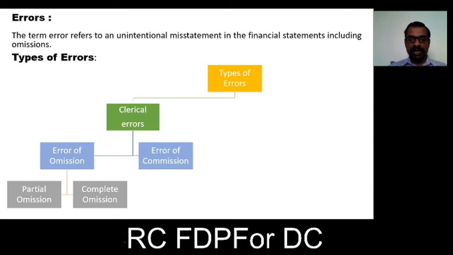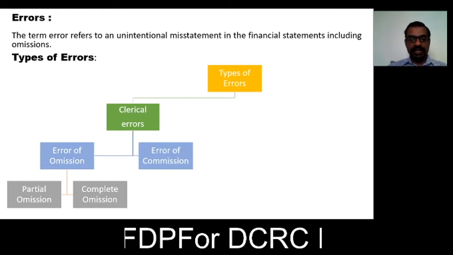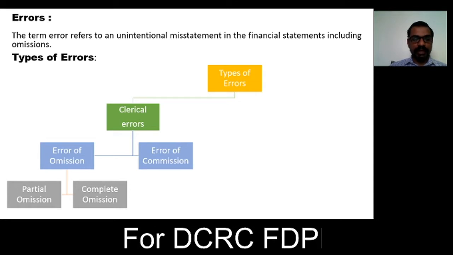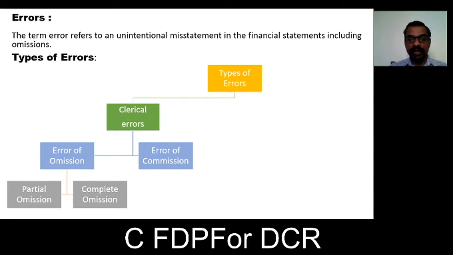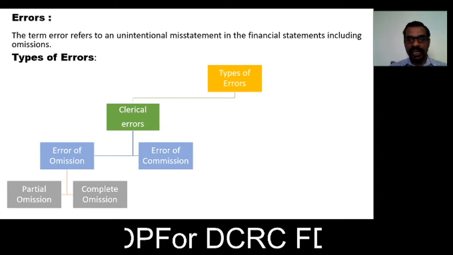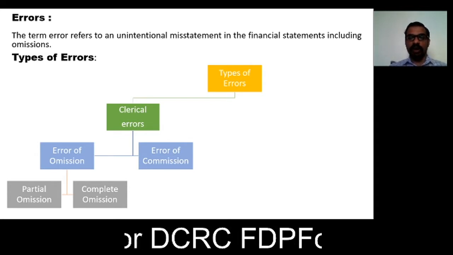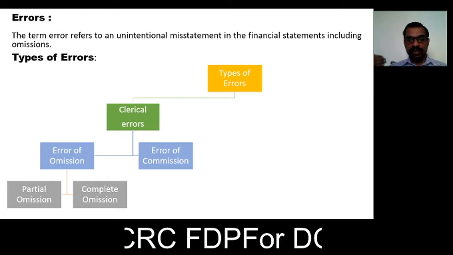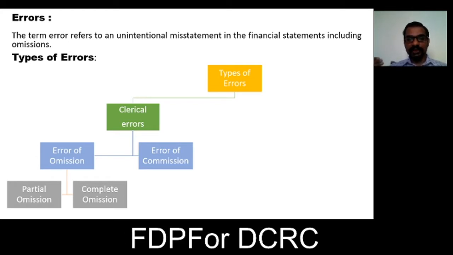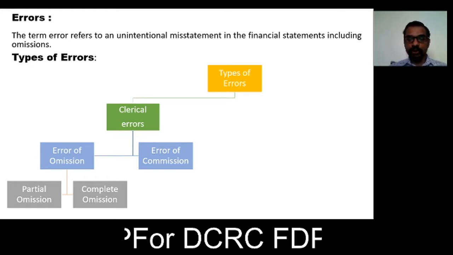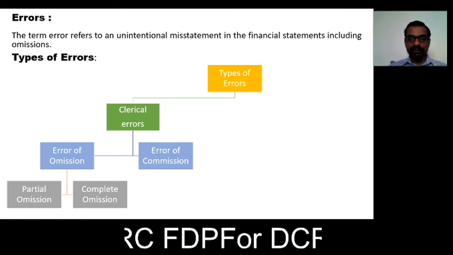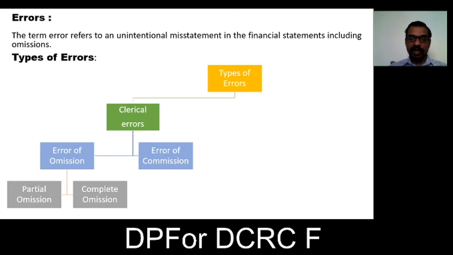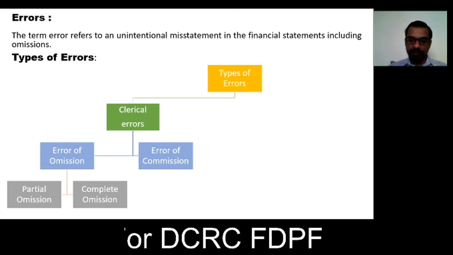Then under the clerical error, there is a second subtype, and that is what? Error of commission. Error of commission happens when the transaction is recorded in the incorrect book of account. Means the effect of the transaction is not shown in the proper book of accounts but recorded in the incorrect book of account. That kind of error is called the error of commission.